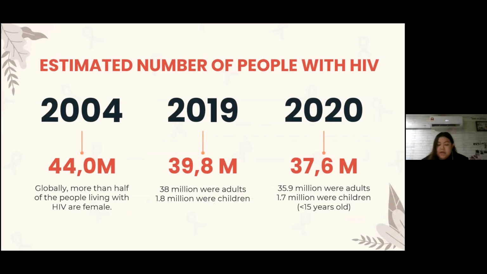All right, so now we have the estimated number of global infected people with HIV. In 2004, more than half of the people living with HIV were female. In 2019, 38 million were adults and 1.8 million were children. And in 2020, 35.9 million were adults and 1.7 million were children. Next slide, please.